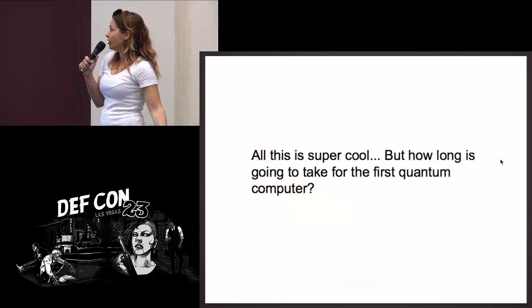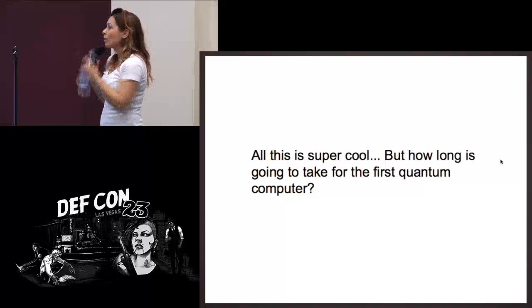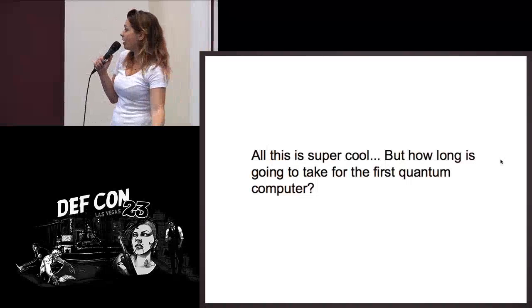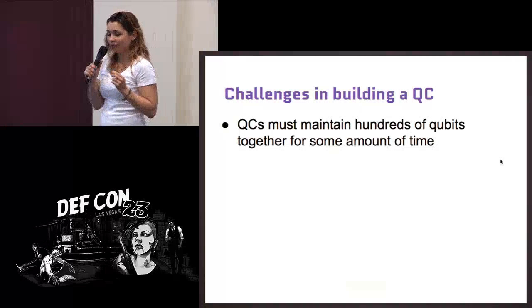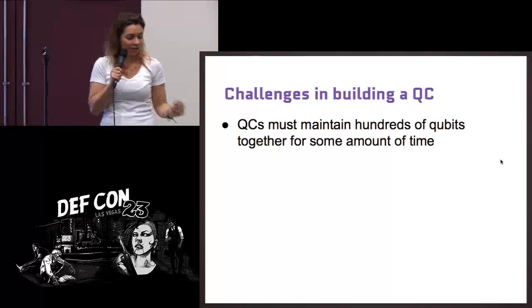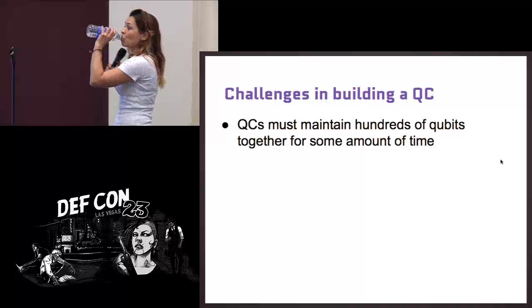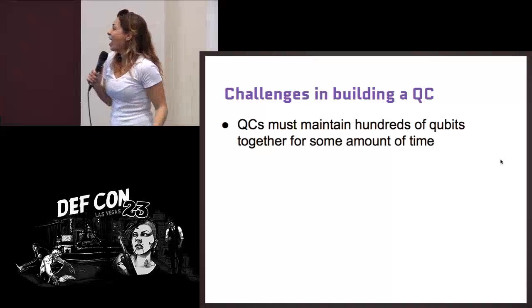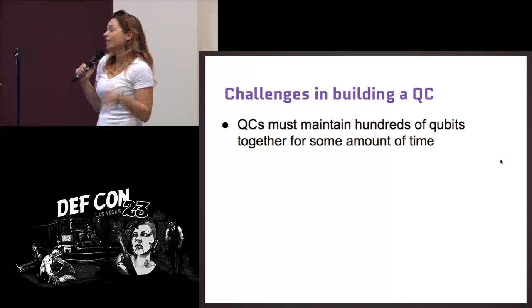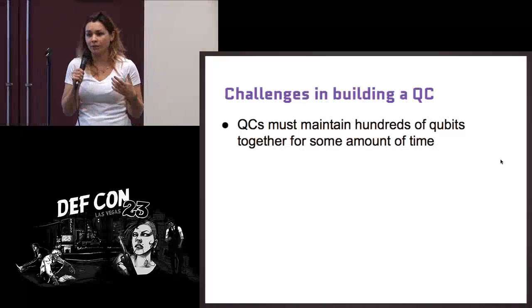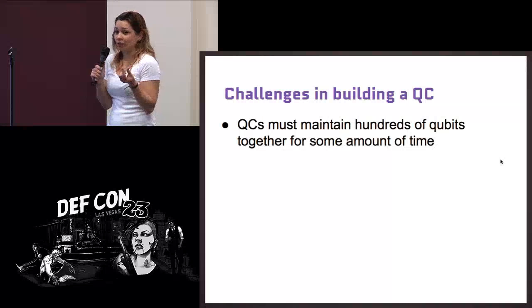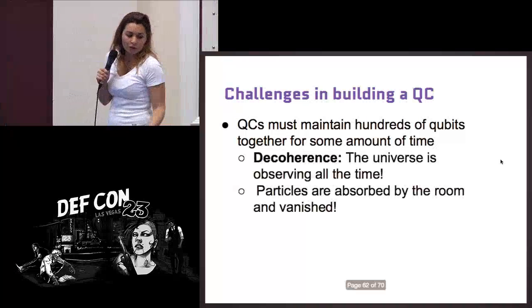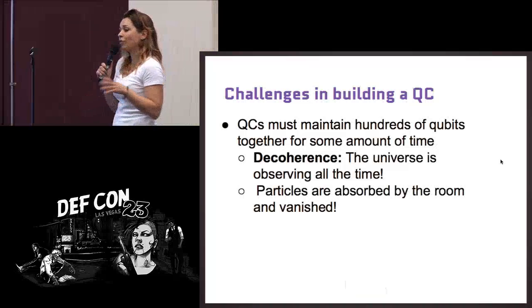So, all right, this is all super cool. But how long is it going to take to get the first quantum computer? Well, there are some challenges, and again, just engineering challenges, because the physics is out there. Quantum computers must maintain hundreds of qubits together for some amount of time, like I mentioned at the beginning of the talk. You actually need a very short time, but you still need a lot of qubits together.